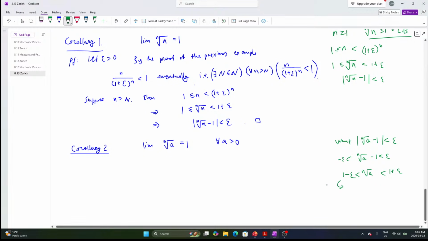So if a is greater than 1, then you already have the nth root of a greater than 1. So the left inequality is trivial, say greater or equal to 1. And here on the right you have 1 plus epsilon. Take the nth power on both sides, you get a less than (1 plus epsilon) to the n. And this is obviously true.